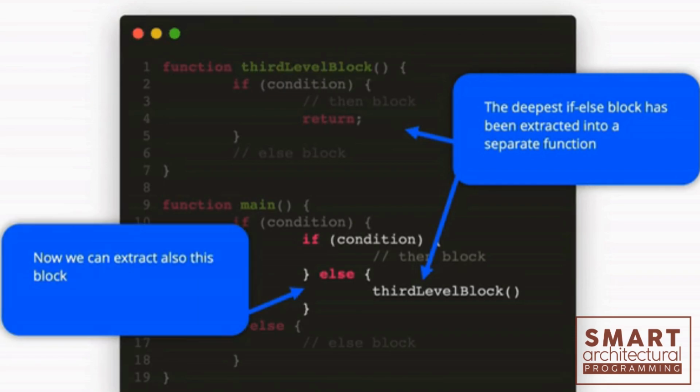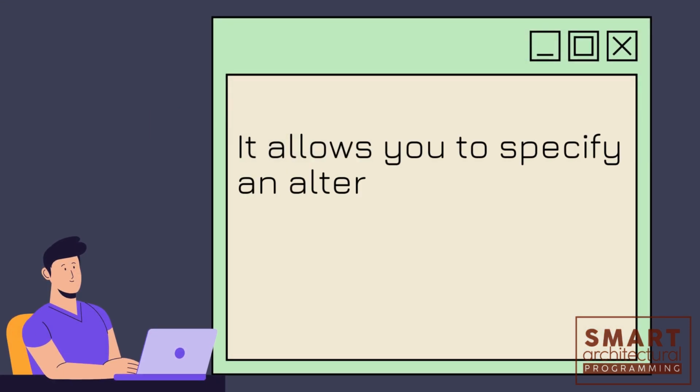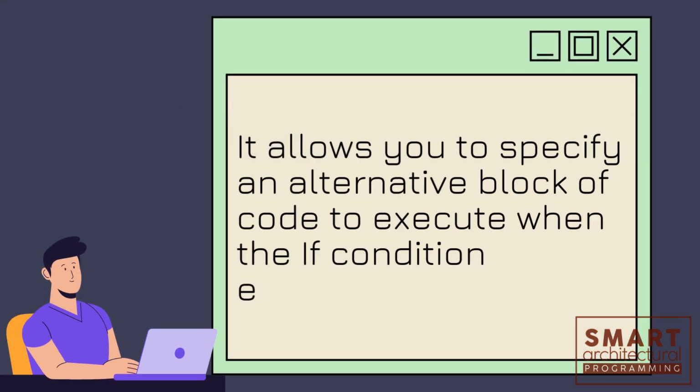But what if the condition isn't met? That's where the else statement comes in. It allows you to specify an alternative block of code to execute when the if condition evaluates to false.